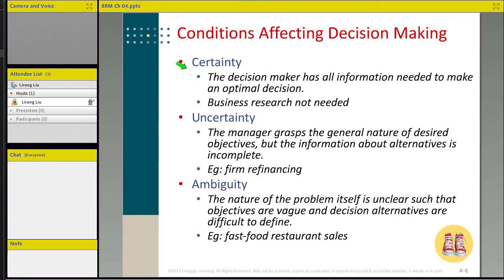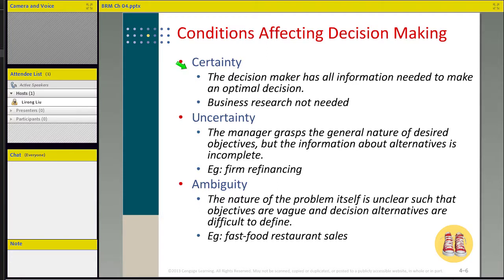That is, the manager has the general information. The manager knows the general nature of the objectives, but the information about alternatives is incomplete. Okay? For example, firm refinancing, right? So suppose this firm A is thinking about refinancing, right? It has several options, and the firm definitely needs to conduct research to determine what is the best way to do the refinance. And if they're thinking about IPOs, what is the price of the IPO? How do they do it? Which way do they want to do it? So all of these will require information, will require business research.